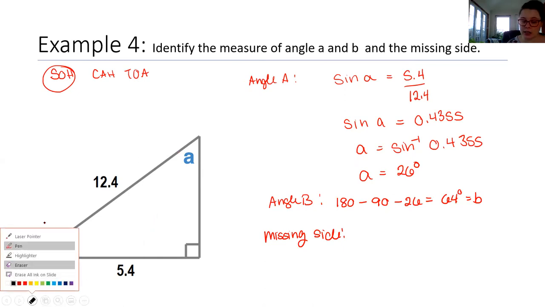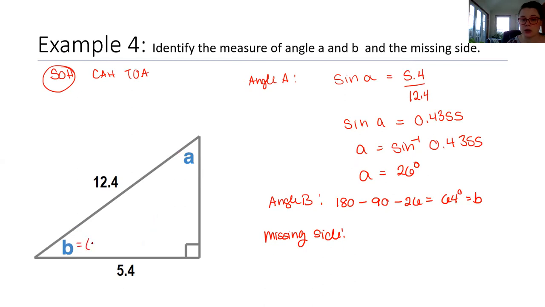So we've calculated a couple things. So we calculated that B is 64 degrees and A is 26 degrees, and this is our 90. We want to find out what's this missing side. Well, I know two sides of the triangle. I know hypotenuse and I know the base. What would you have used to calculate that last week? You would have used Pythagorean theorem.